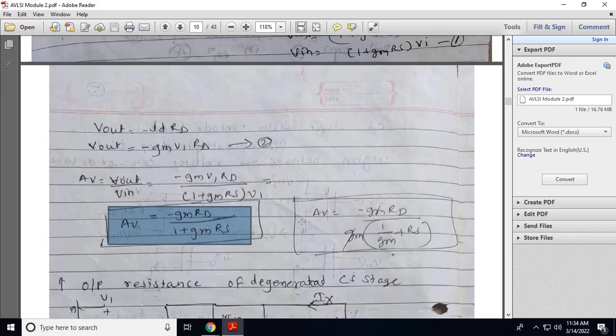So for the voltage gain, we can simplify this equation, we can take GM common. So GM is common, so it is 1 upon GM plus RS. So this transconductance GM will get cancelled. So AV is equal to minus RD divided by 1 upon GM plus RS. So this is the voltage gain equation for a common source amplifier with a source degeneration.